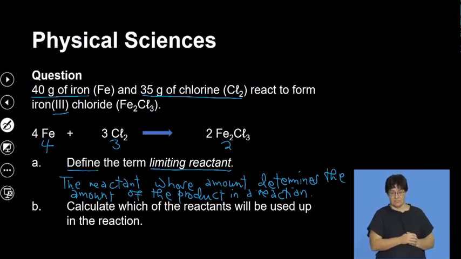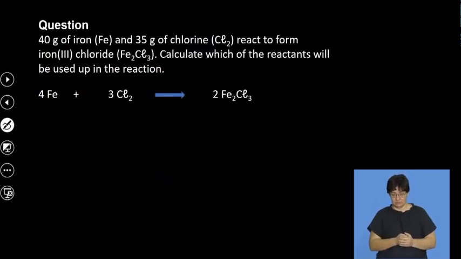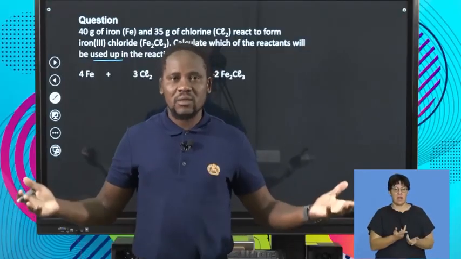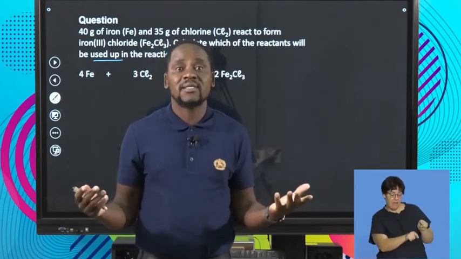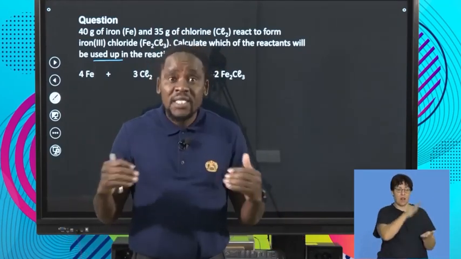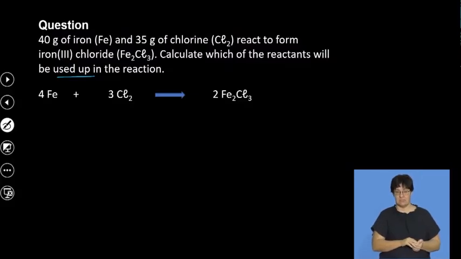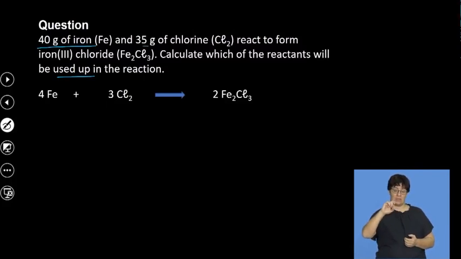Now the follow-up question says, calculate which of the reactants will be used up in the reaction. In other words, we would rephrase the question: what does the question demand of us? It wants us to identify, by means of calculations, the substance that is the limiting reagent. So this is a stoichiometric calculation. What are we given? We are given masses. But what is the SI unit of quantity of matter in a chemical reaction? We talk about the mole.